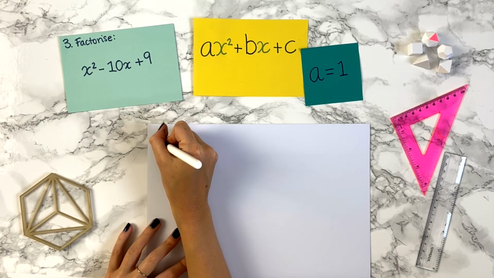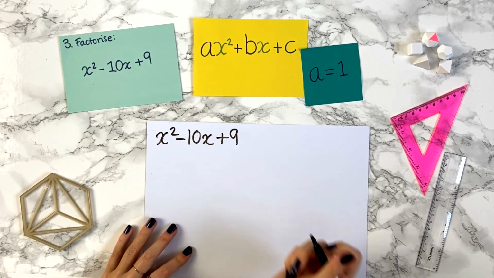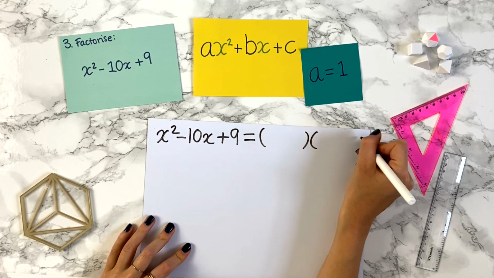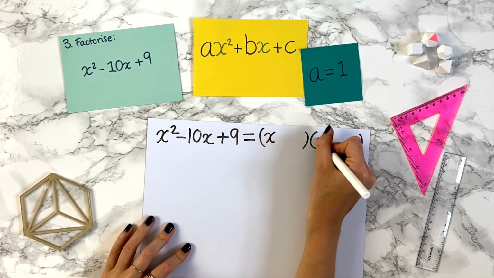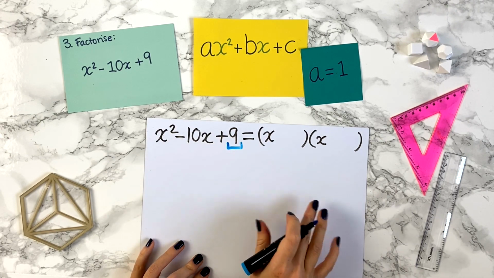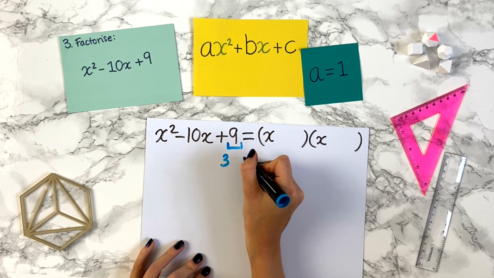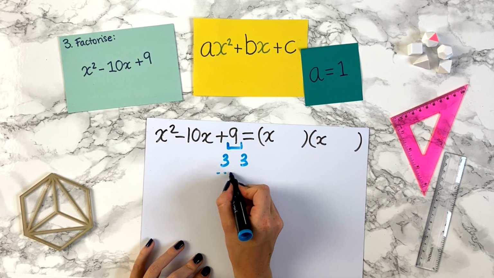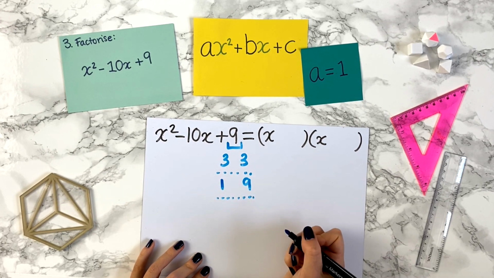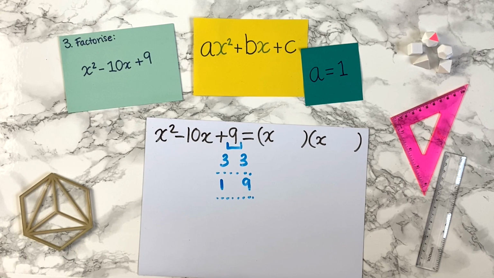So we're factorising x squared minus 10x plus 9. So again, our first thing is we do our equals, 2 sets of brackets, and an x at the beginning of both. Now we look at numbers that multiply to give us this number here, so 9. So I can think of 3 and 3. 3 times 3 is 9. Also 1 times 9 is 9. I think that's it. So those are our pairs of numbers that multiply to give us 9.